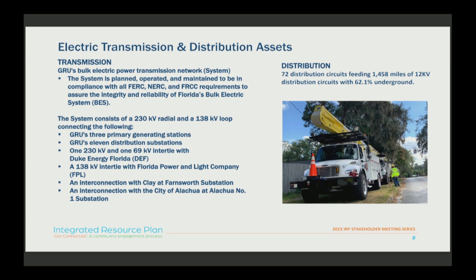We have 11 distribution substations. We have obviously 3 primary generating stations and roughly about 1,500 miles of distribution lines that run throughout the city. And the majority of those, about 62%, are actually underground. So that adds some resiliency to our system as well.